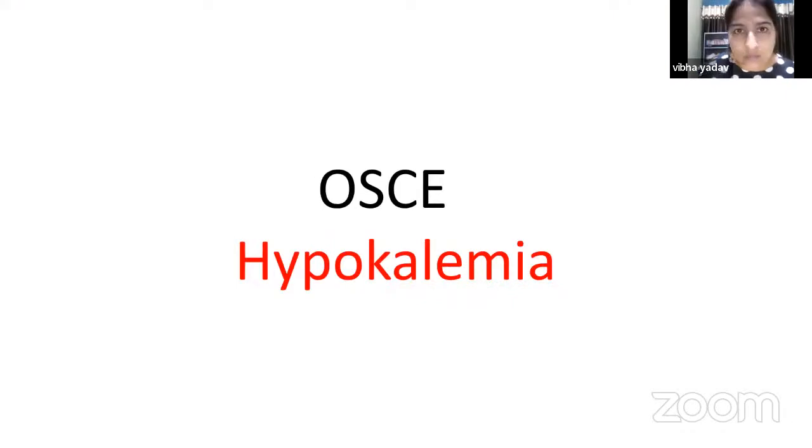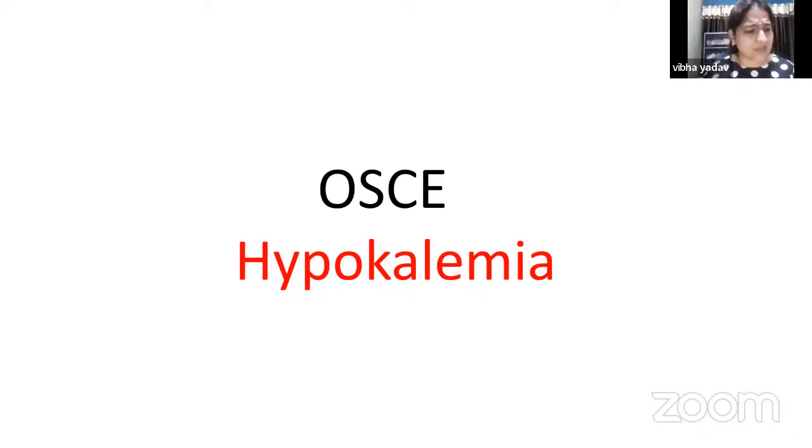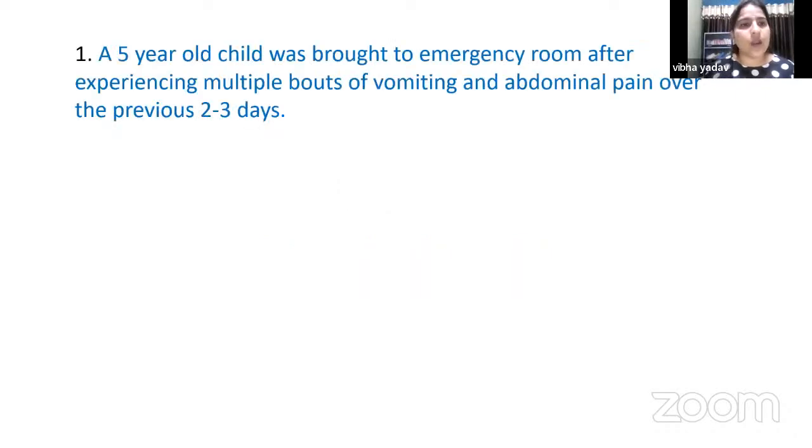Okay, thank you, sir. After having a wonderful discussion by Dr. Anurag and my colleague Dr. Manoj, and sir has covered a lot of questions, so it will be a quick revision. So the first question is, a 5-year-old child was brought to emergency room after experiencing multiple bouts of vomiting and abdominal pain over the previous 2 to 3 days. So the first question is, what would you get in electrolyte parameters? So kindly write your answer in the chat box.